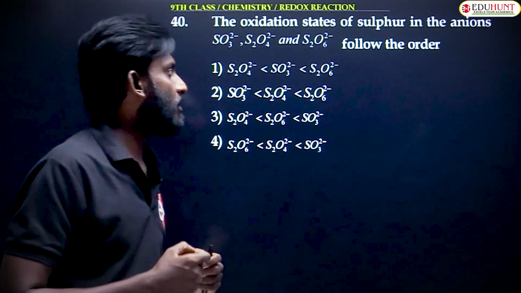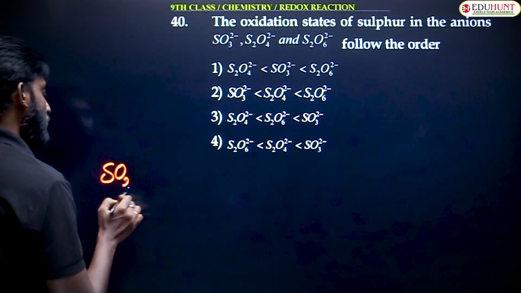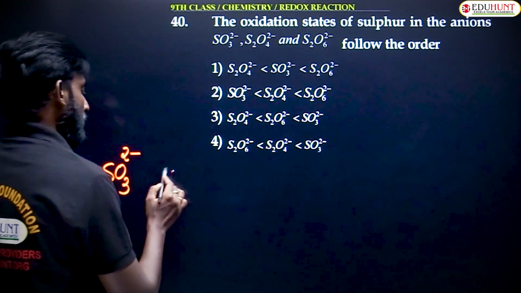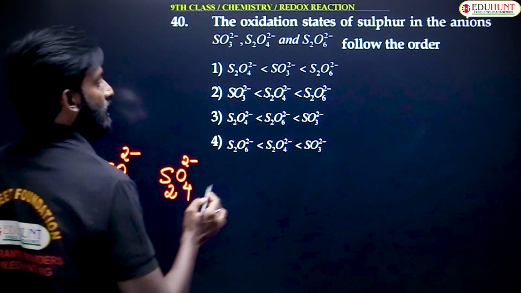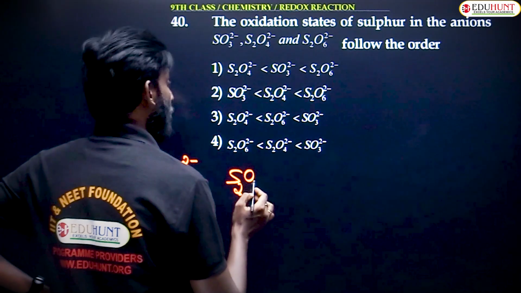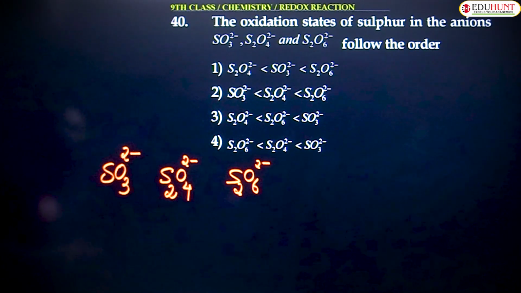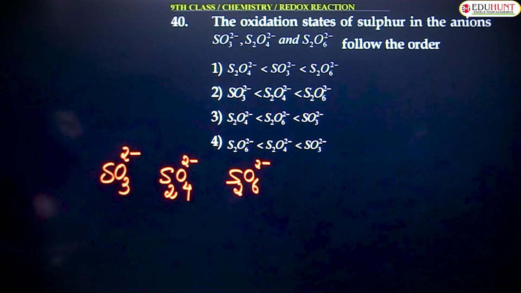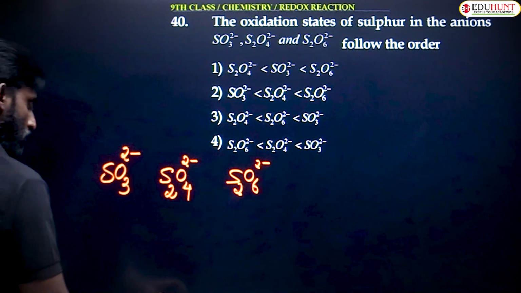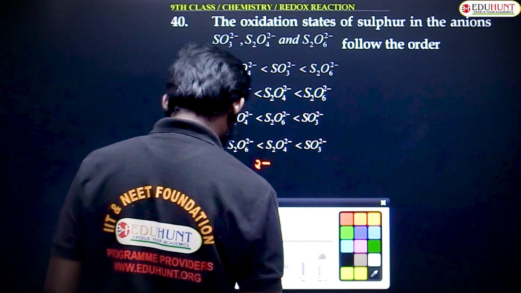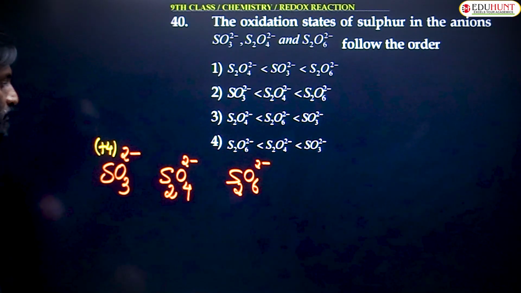The oxidation state of sulfur in the anions SO3 2 negative, S2O4 2 negative, S2O6 2 negative. The oxidation state of sulfur in the anions follows which order, the correct order? You know very well, this is a sulfite anion. Here sulfur will be in +4 state if you calculate.